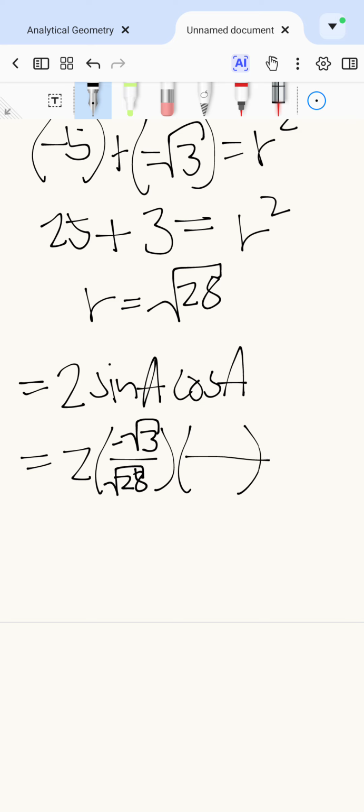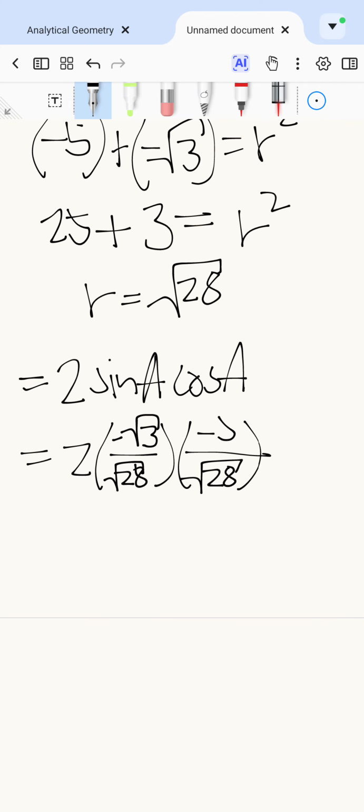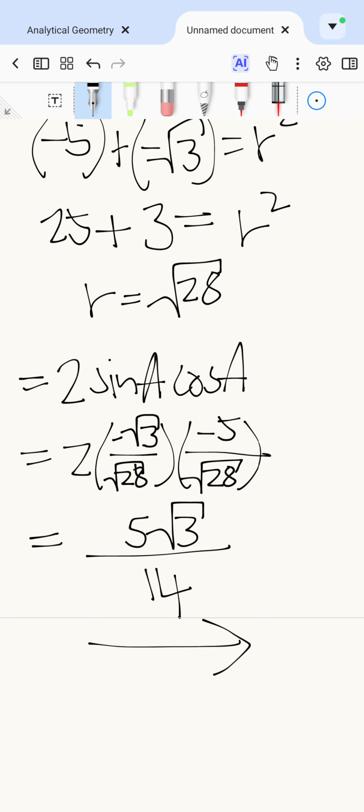Cos was x over r. R, we remember, square root of 28, and x I think was minus 5. Yep, minus 5. Okay, if you want to put the rest of this into your calculator, that's also okay. I don't have mine with me, so I'm just going to multiply these out. A negative and negative is going to be positive. The 5 is going to multiply with the square root 3 for my numerator. The 28, the square root 28 are going to multiply, so the roots are going to be gone. The 2 is going to divide with that, so I'm going to have a 14 as my denominator, and that will be our answer.